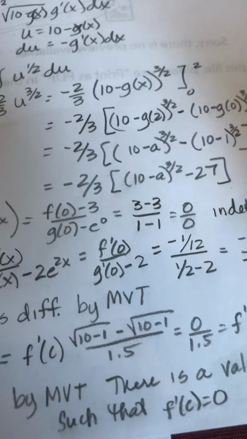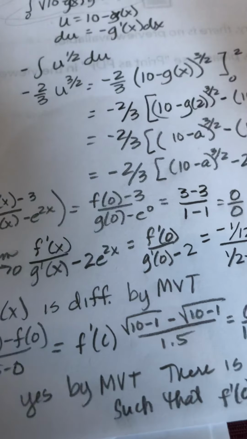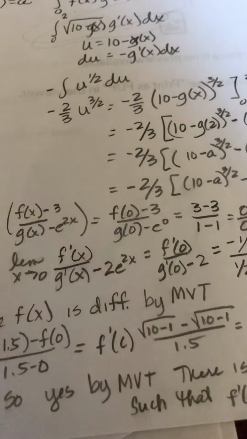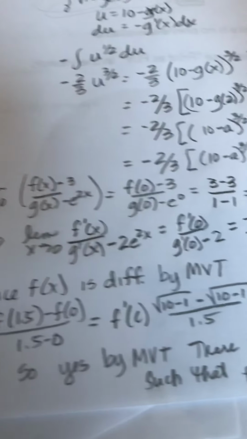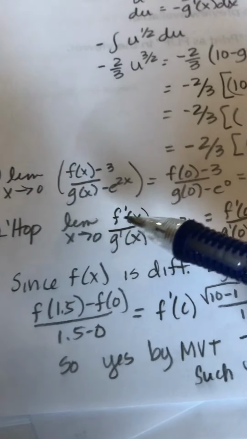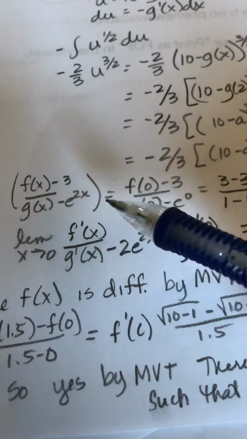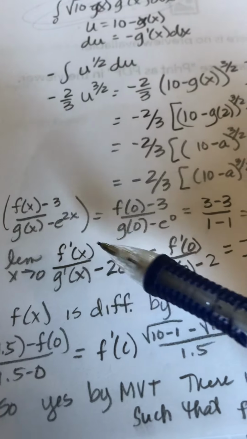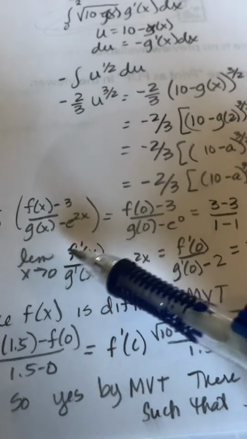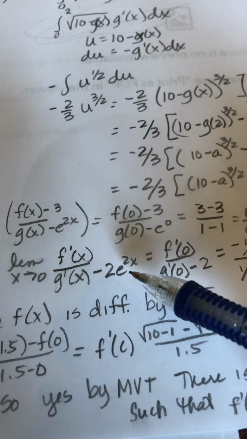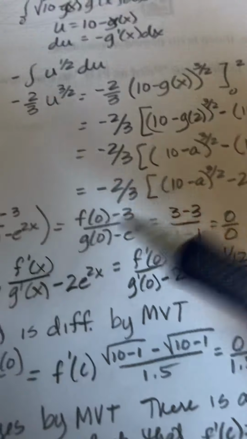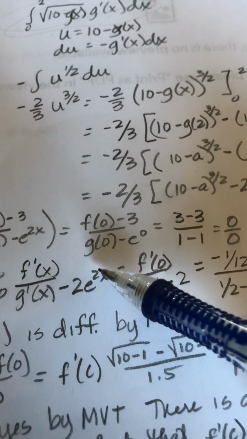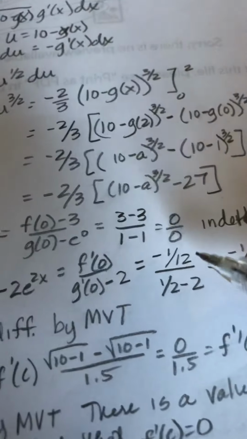If it were algebra, we'd factor and reduce, or rationalize, or multiply by the LCD. But it's a crazy function, so we use L'Hopital's rule. So now we could do the limit as x goes to 0 of f prime of x over g prime of x minus the derivative of e to the 2x, so minus 2e to the 2x. So it's going to be f prime of 0 over g prime of 0 minus 2e to the 0, so it's just a minus 2.